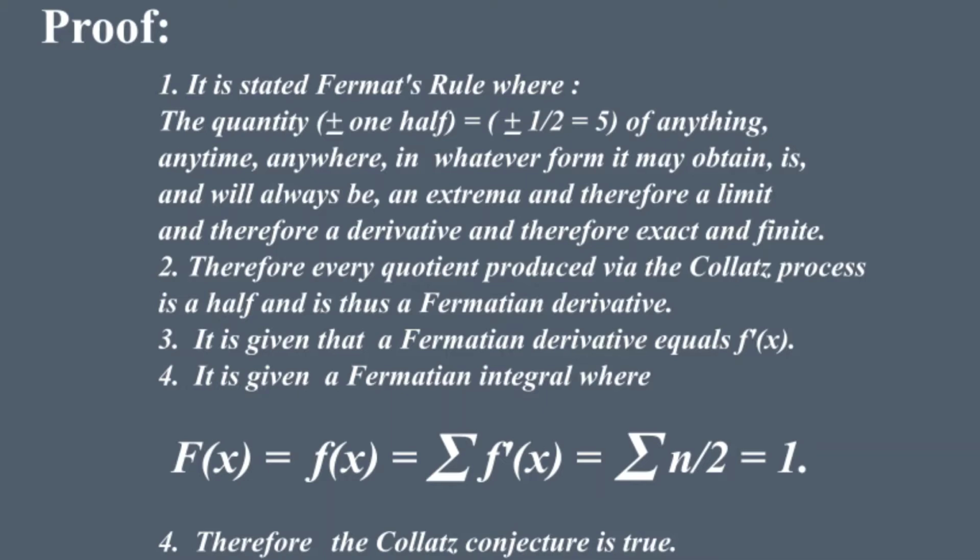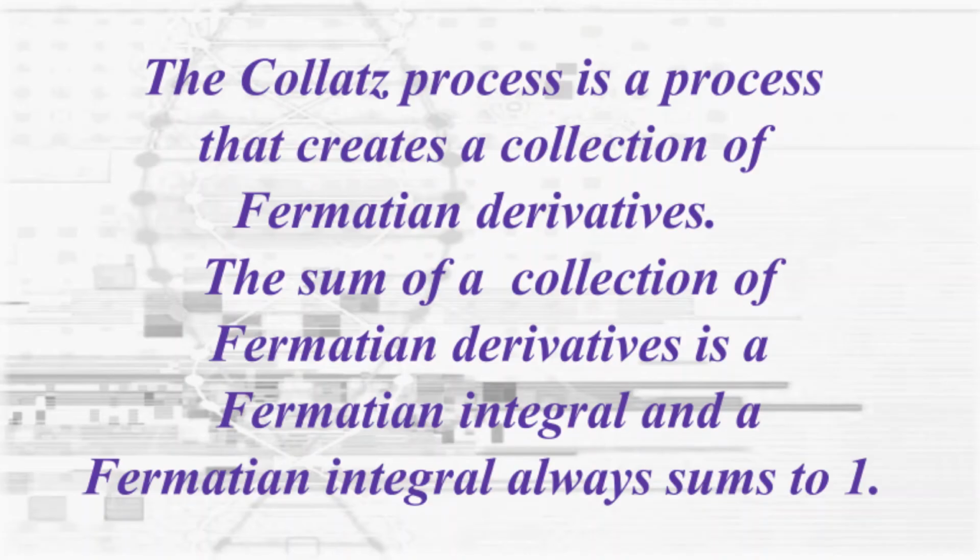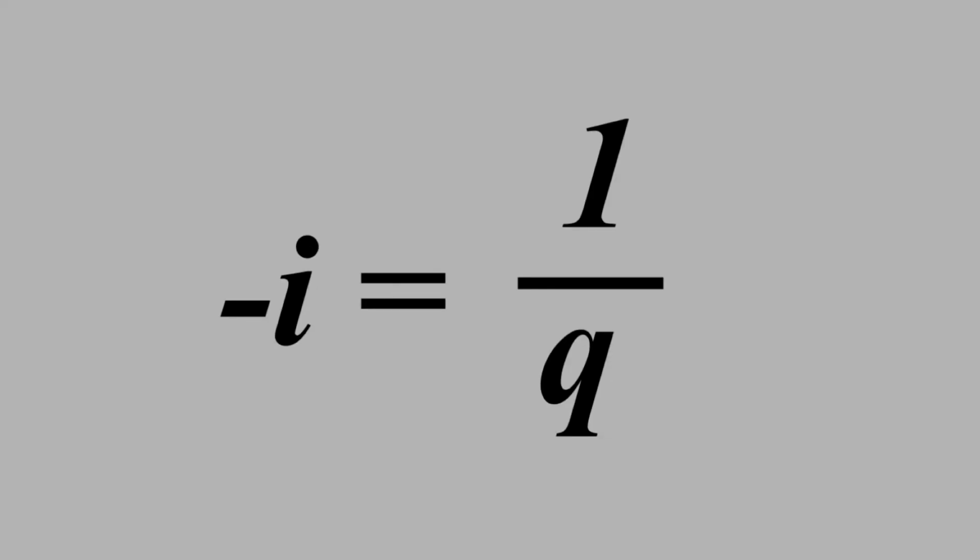The key to solving the Collatz Conjecture is the realization that the Collatz process is a process that creates a collection of Fermatian derivatives. The sum of a collection of Fermatian derivatives is a Fermatian integral, and a Fermatian integral always sums to 1. I will append several solutions to the end of the video. Again, the reference numbers for equations and theorems are from the book and will most likely not match those in the appended notes. Now, despite the simplicity of this margin proof of the Collatz Conjecture, it nevertheless provides us with a nice introduction to the awesome power of the quaternion operator I and the unit fraction.